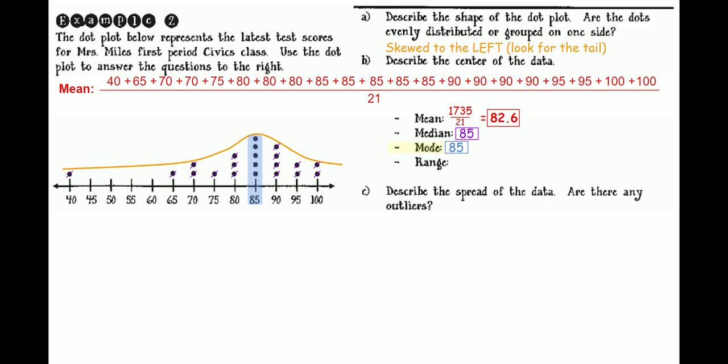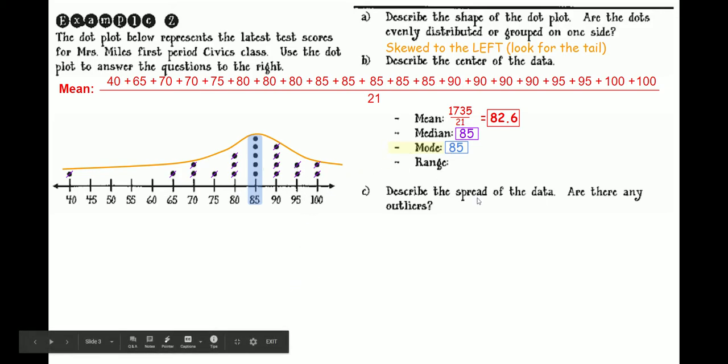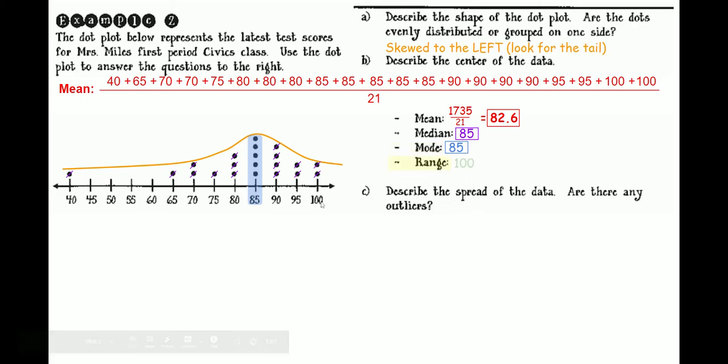Our range. Our range is the difference between the highest number and the lowest number. So remember, a difference is subtraction. Our highest score is 100. Our lowest score is 40. So our difference, or our range, is 60.